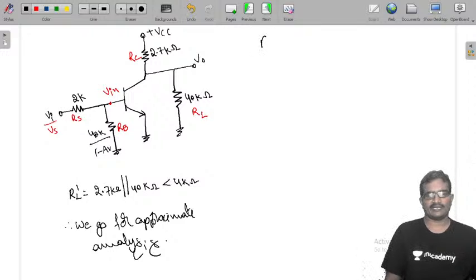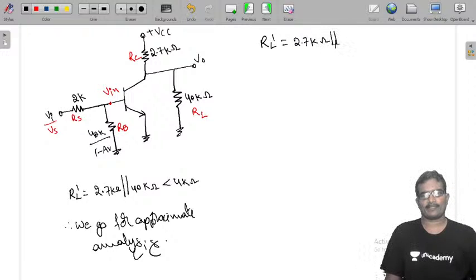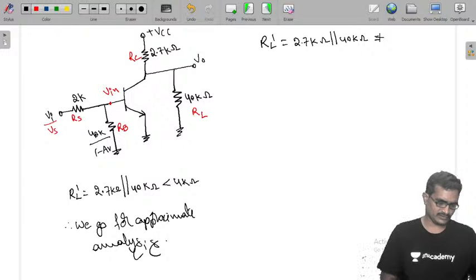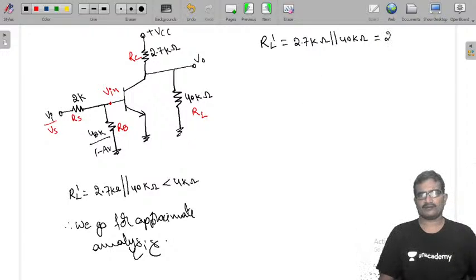So first I am calculating RL dash in that process. RL dash is 2.7K parallel with 40 kilo ohms. Simplify this: 40 into 2.7 divided by 42.7. It is 2.52 kilo ohms.